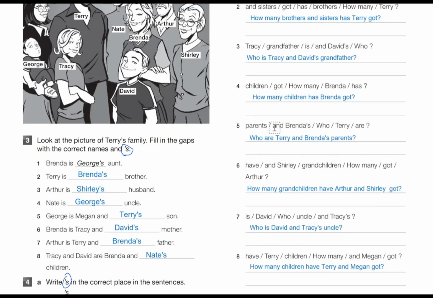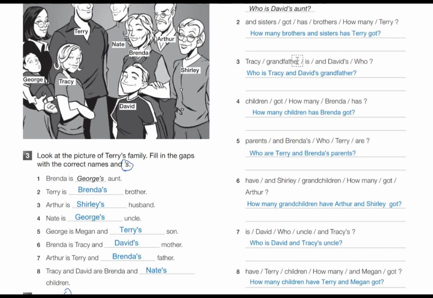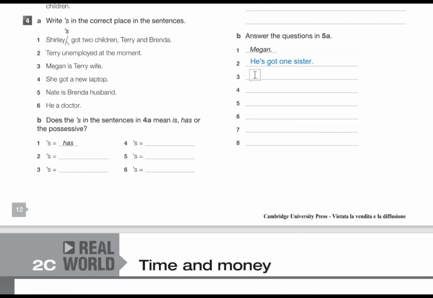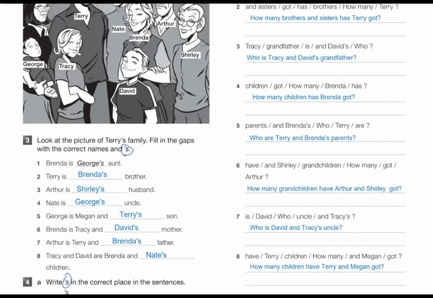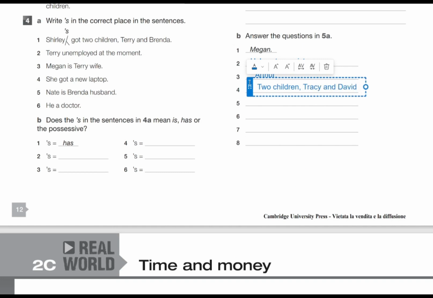Number three, who is Tracy and David's grandfather? As you can see here from the picture, Arthur is the grandfather for Tracy and David. So we're just going to write the name Arthur. That's it. Number four, how many children has Brenda got? Brenda has got two children, David and Tracy. So I'm going to write two children. Tracy and David.